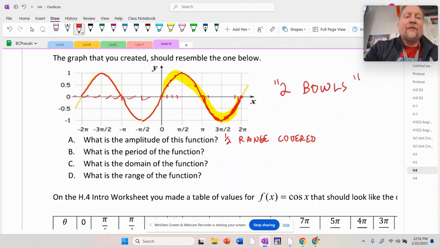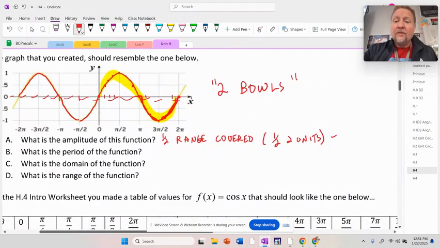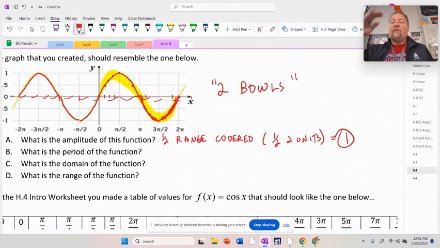So the midline right here is the x-axis. How high do I go above it? How many units? 1. How low do I go below it? 1. So it's a grand total of 2 units covered. So half of 2 units are covered on the range. So it's an amplitude of 1. I don't know what else to tell you. This is what it is. All right. But it's really the number above and below the midline that you travel.